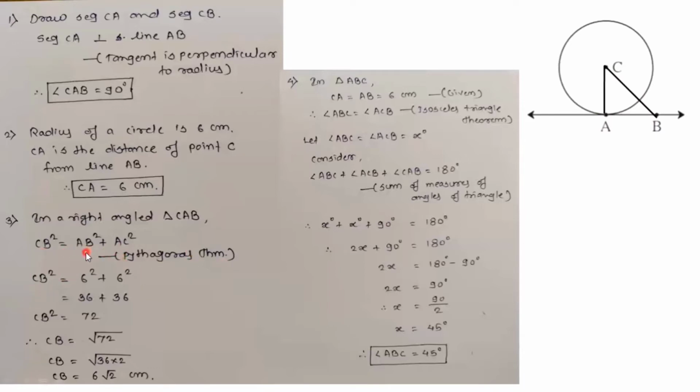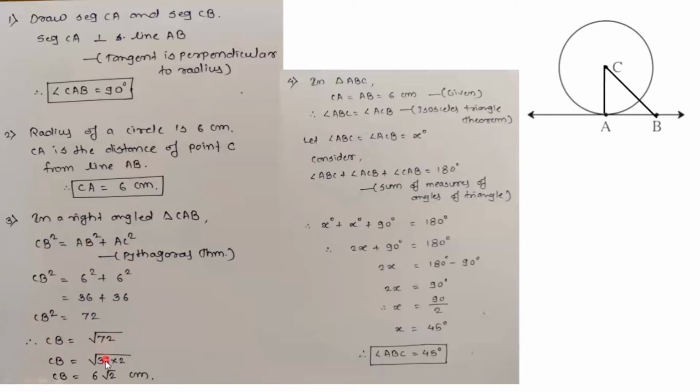Out of which we have the values for AB and AC. So the length of AB is given to be 6, and length of AC, that is the radius of a circle, is given to be 6. So we'll replace here AB and AC by 6. So we should have 6 square plus 6 square, that is 36 plus 36. So CB square is equal to 72. Now we have to find CB. That's why we have to take square root on both the sides. So CB is equal to under root 72.